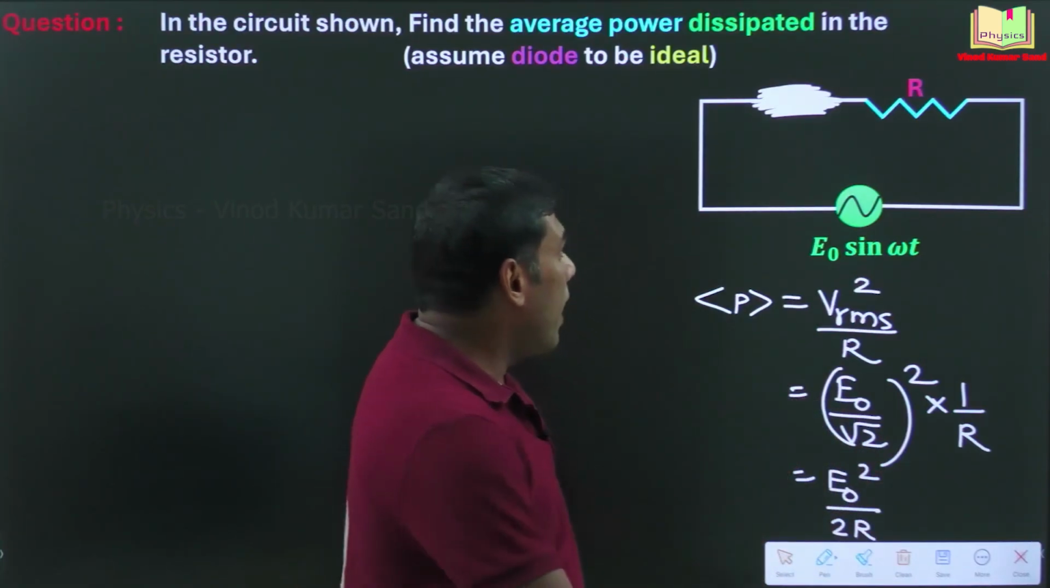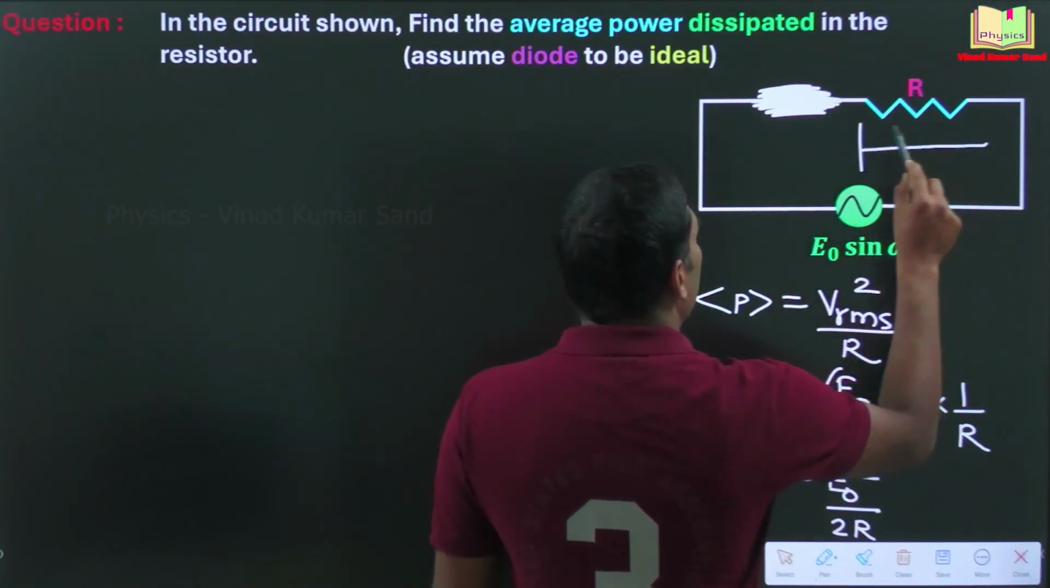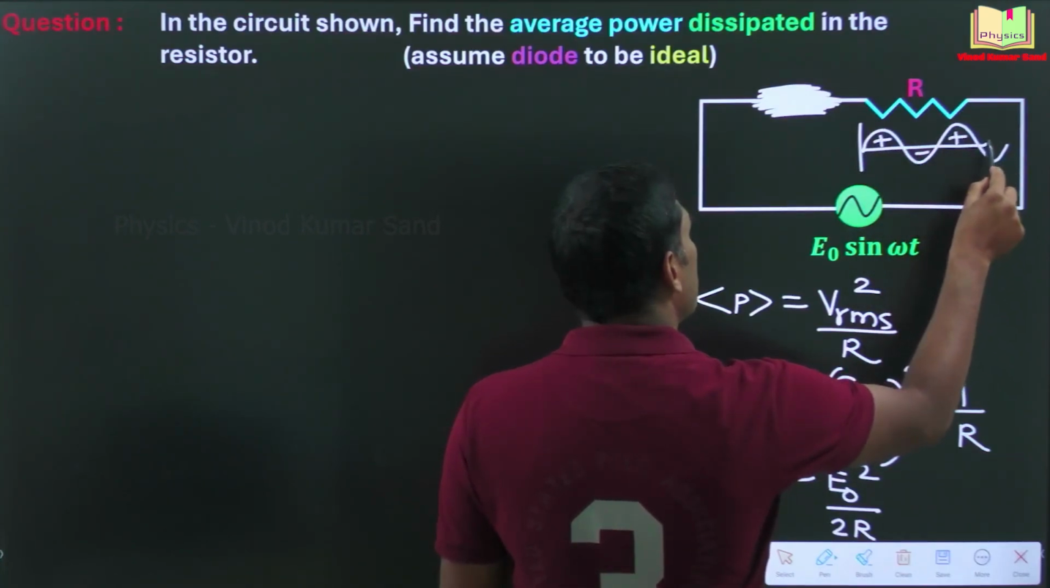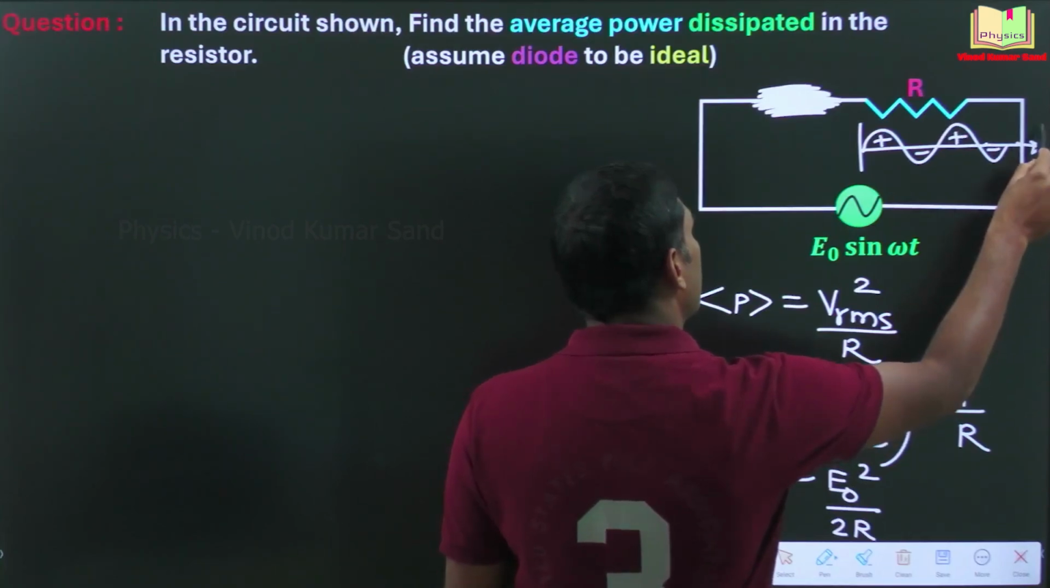Agree? And through the resistor, positive as well as negative cycle will pass. Positive, negative, everything will pass through this resistor.